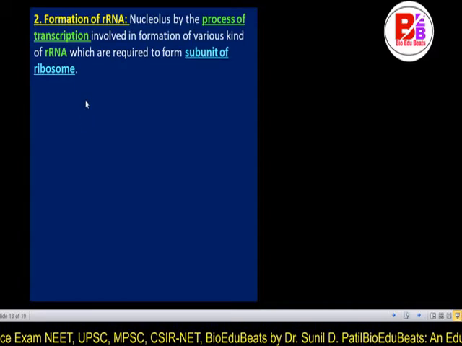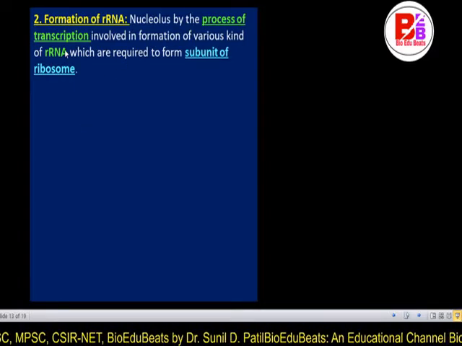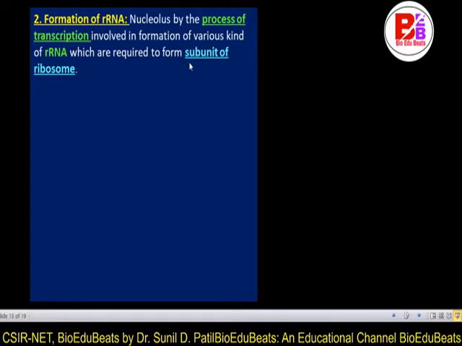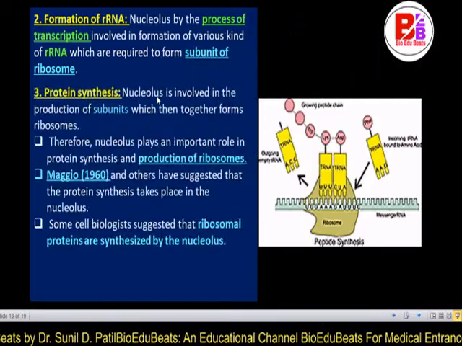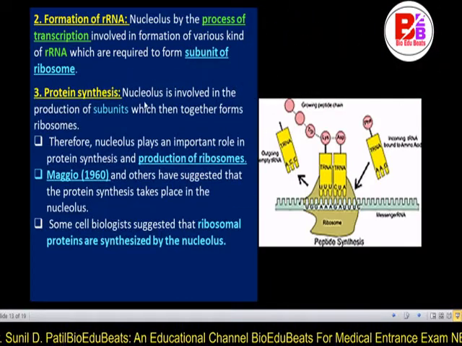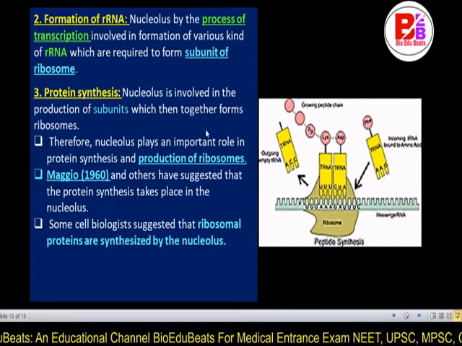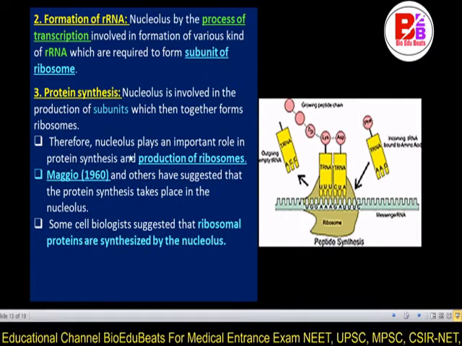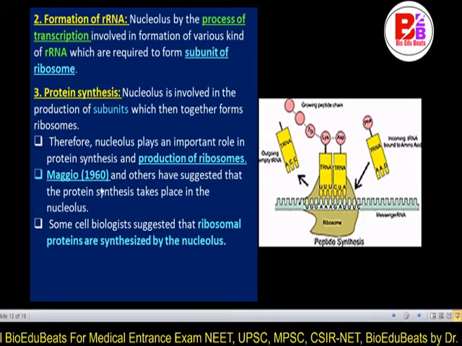So in this way, the nucleolus is the factory of ribosomes. The second function of the nucleolus is formation of rRNA. The nucleolus, by the process of transcription, is involved in the formation of various kinds of rRNA which are required to form the subunits of the ribosomes. The third function, protein synthesis. The nucleolus is involved in the production of subunits which then together form the ribosomes. Therefore, the nucleolus plays an important role in protein synthesis and production of ribosomes.